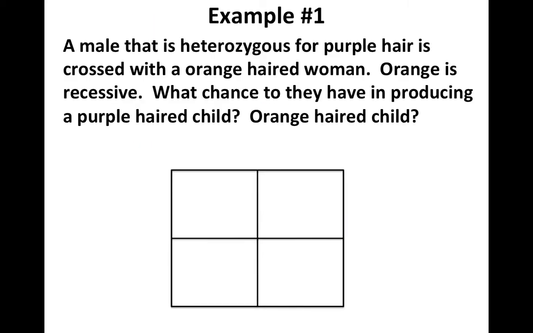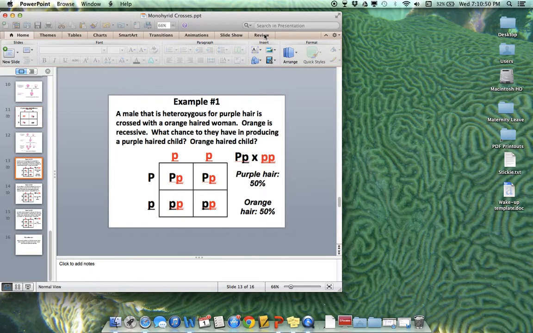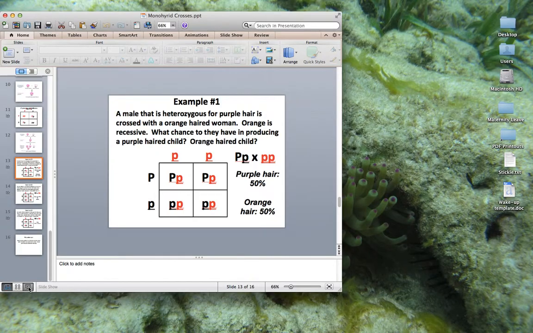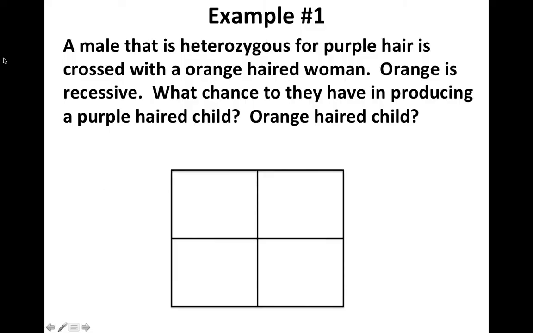Okay? All right, so let's go ahead and do an example together, okay? Let's do an example together, all right? So, a male that is heterozygous for purple hair, all right? Is crossed with an orange-haired woman. Orange is recessive, all right? So, if you guys notice, I didn't give you any letters here. You can pick a letter to use, any letter that you want.